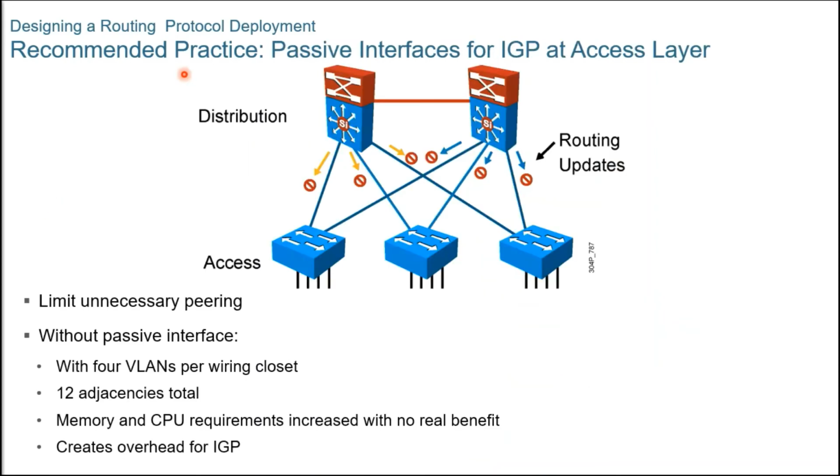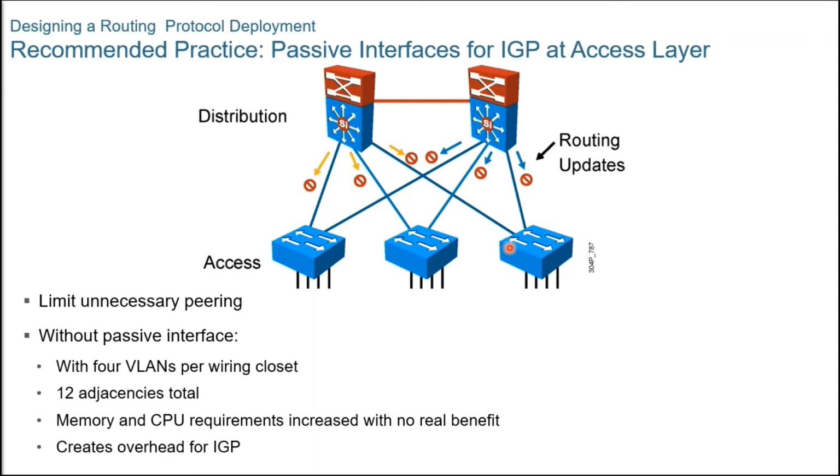Recommended practice: passive interfaces for IGP at the access layer. Another recommended practice is to limit unnecessary peering across the access layer. From the figure, the distribution multilayer switches are directly connected to each other, and are also interconnected with 3 access layer switches, each having 4 VLANs, for instance.